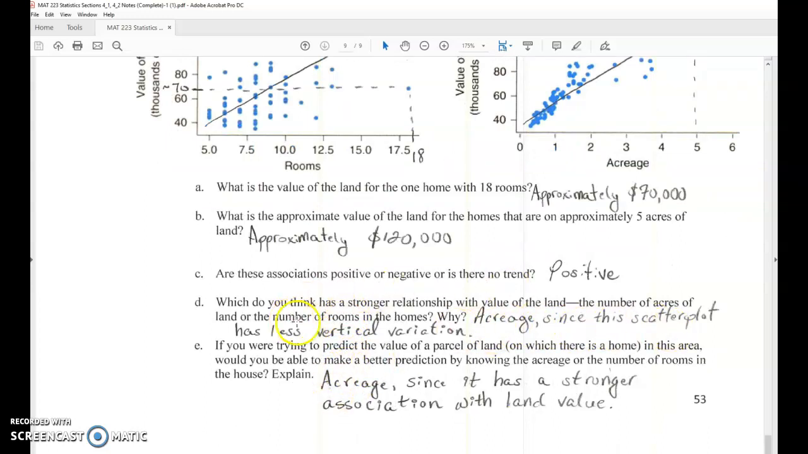Acreage, since this scatter plot has less vertical variation. If you were trying to predict the value of a parcel of land on which there is a home in this area, would you be able to make a better prediction by knowing the acreage or the number of rooms in the house? Well, of course, acreage. It has a stronger association with land value.